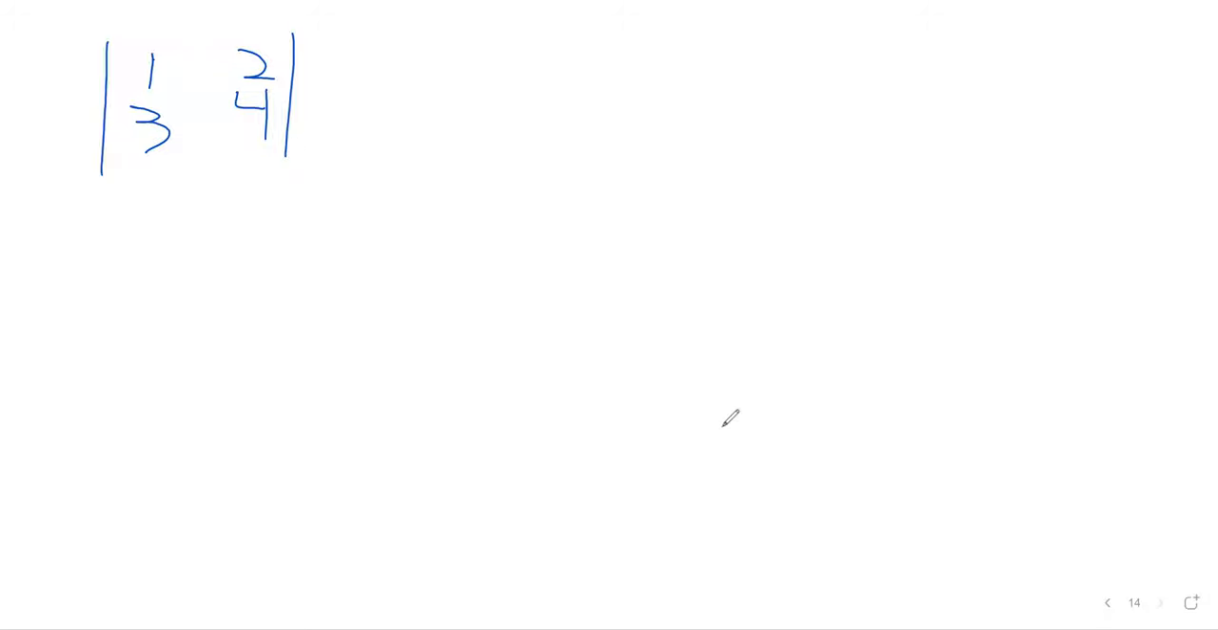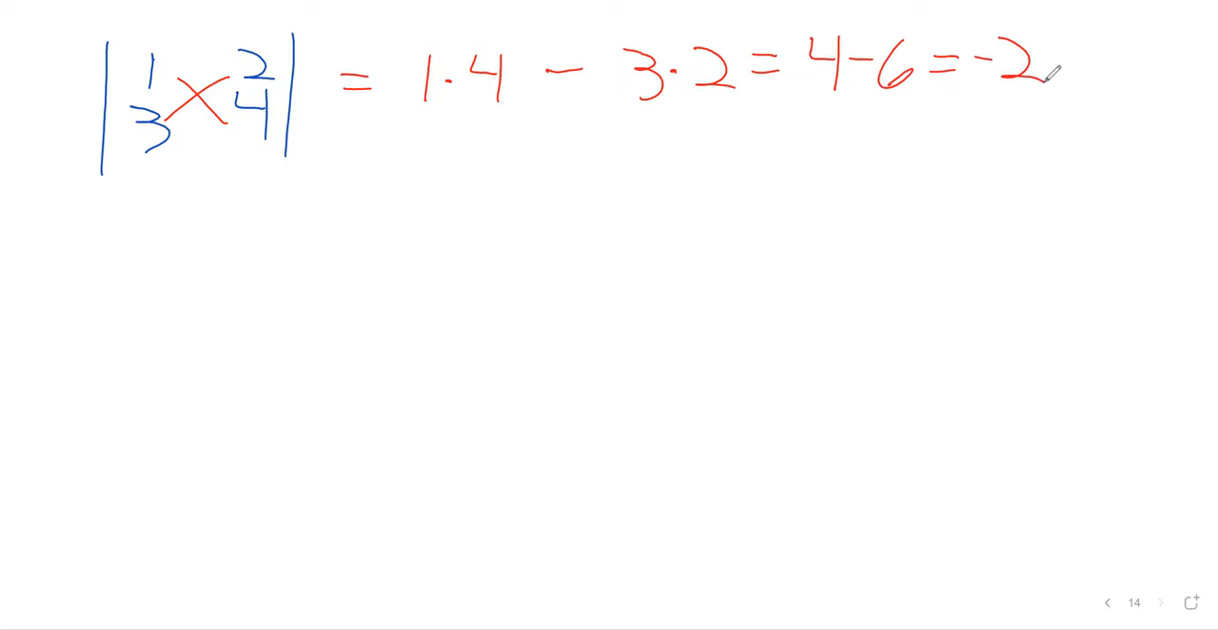And the determinant of a 2x2 matrix is easy. You multiply the numbers on the diagonal, and you multiply the numbers on the anti-diagonal, and then you subtract them. 4 minus 6 is -2. And that tells you that these vectors are independent because the determinant is not zero.